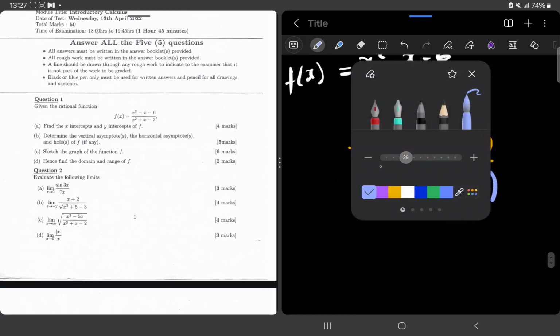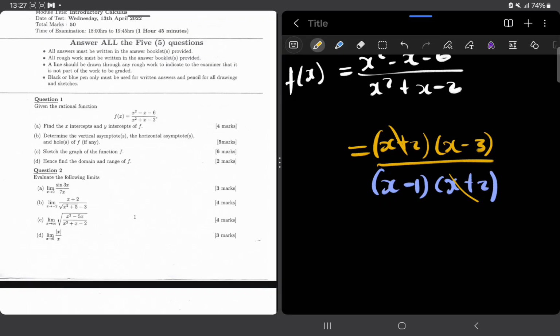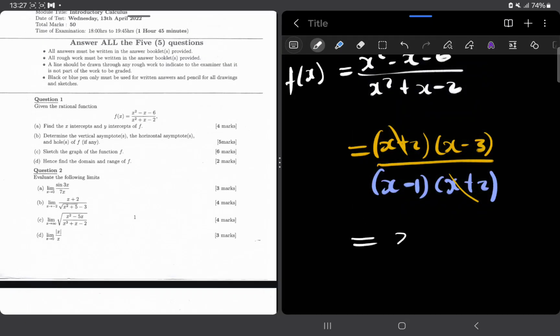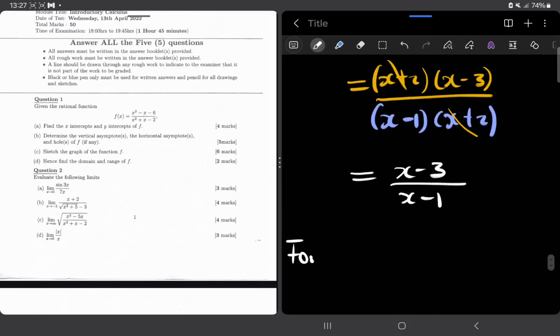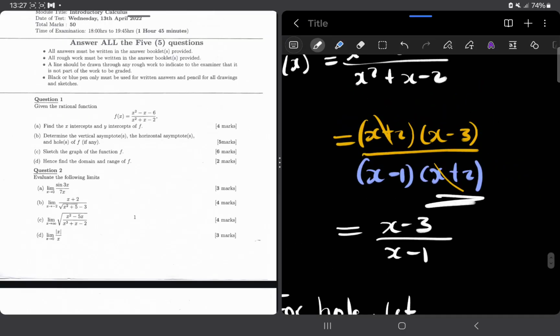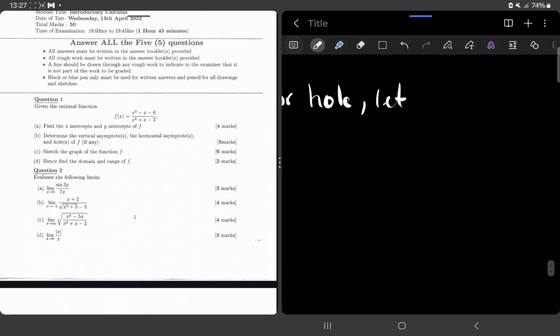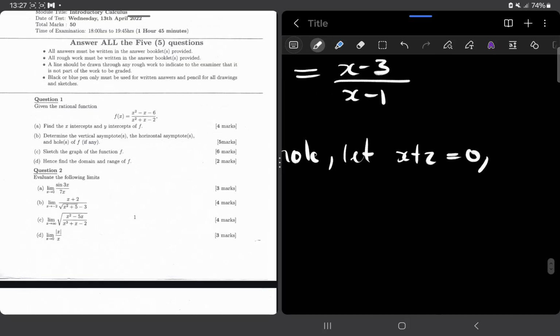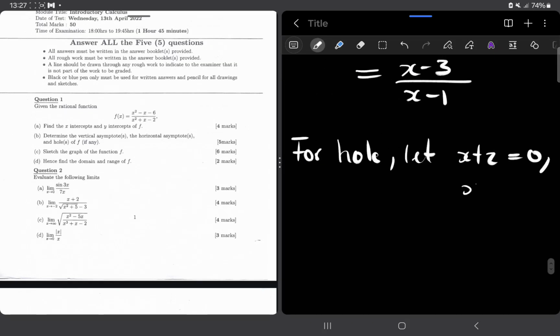You can see that I have this and this cancelling, right? So you'll be having it being equal to x minus 3 all over x minus 1. For the hole, you choose the factor that canceled out, this one, x plus 2. So you can say let x plus 2 equal to 0, which means that x will be equal to negative 2. Now you have found your x being negative 2.